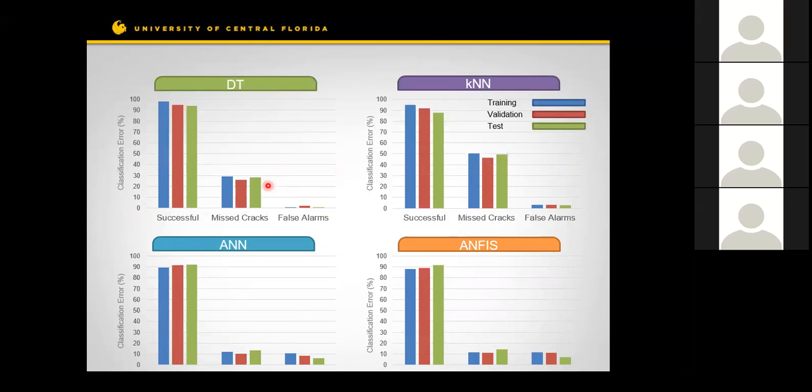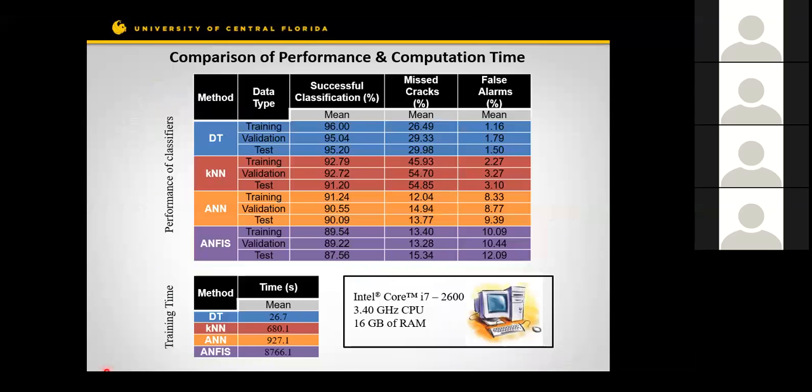For DT it is also very high. ANN and ANFIS provide much more acceptable results, less than 10% in most of the cases, for both false alarms and missed cracks. Therefore, we consider them better methods. They have enough complexity to handle the nonlinearities in the data. I also summarize the results in the table above, and you can see the 50% and the almost 30% of missing cracks for those two methods.